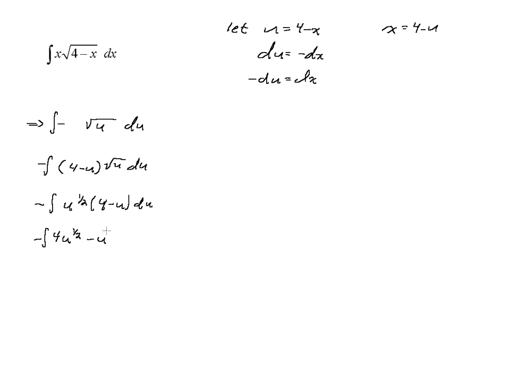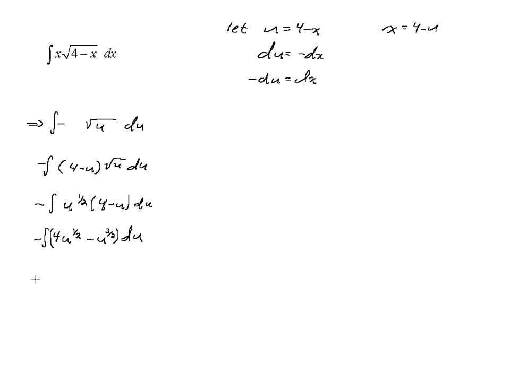to the 3/2. I don't know why I drew that little line first. Let me erase that. That didn't look very good. U to the 1/2 times negative u is negative u to the 3/2. And let me put some parentheses around that. And then we have du. Now we can integrate term by term.